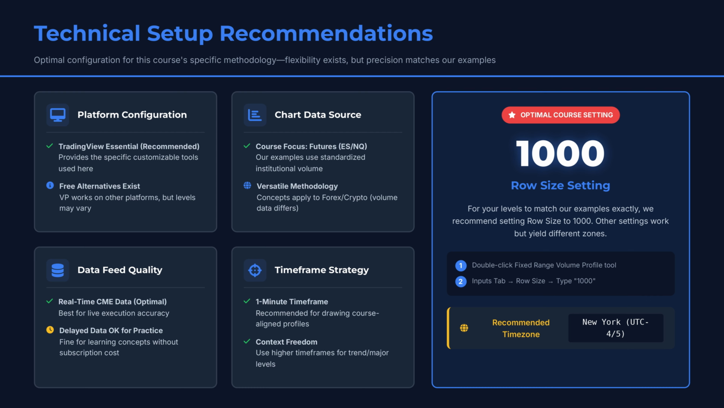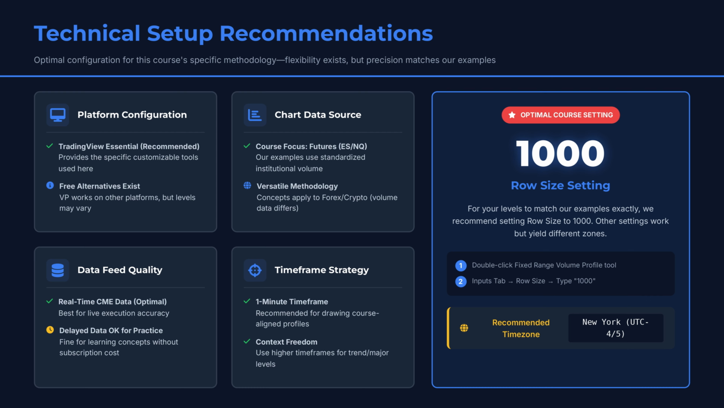Regular trading hours are 9:30 a.m. to 4 p.m. Eastern. Overnight Globex opens at 6 p.m. Eastern. London starts at 3 a.m. Eastern. If your time zone is set differently, you'll need to mentally convert session times, which adds unnecessary complexity. For simplicity and accuracy with this course, we recommend New York time zone. To check, open TradingView, click Chart Settings, scroll to Time Zone, and select Exchange or manually choose New York.